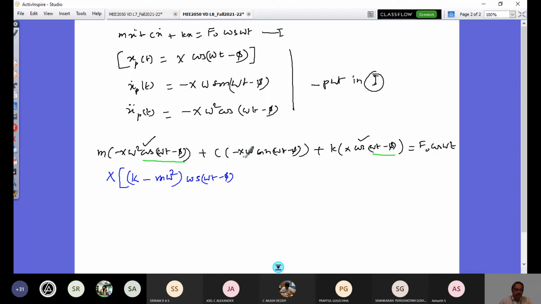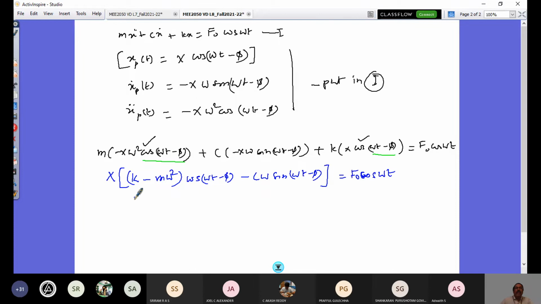And then I have this term. Here you have this minus, so it's minus c omega sin(omega t minus phi). I have just written it like this now. On the other side, I have f naught cos omega t.